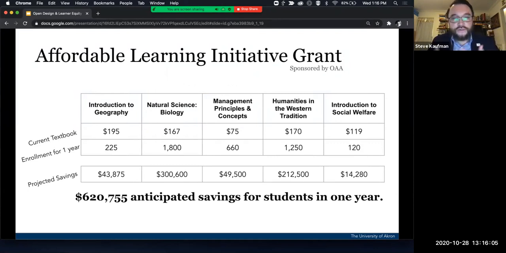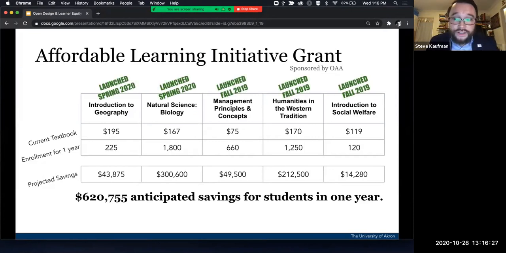Think about the cost of a $167 textbook across 1,800 students taking a required general education biology class, $300,000 in potential savings. And remember, a faculty member doesn't just adopt a textbook for one semester. This compounds over and over and over again, semester after semester. All 5 of these courses have launched, and I'm excited to share what the feedback was.